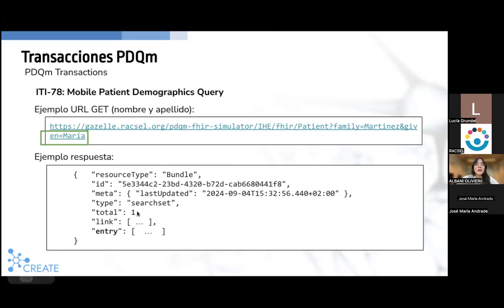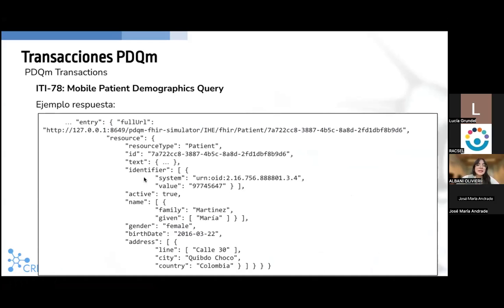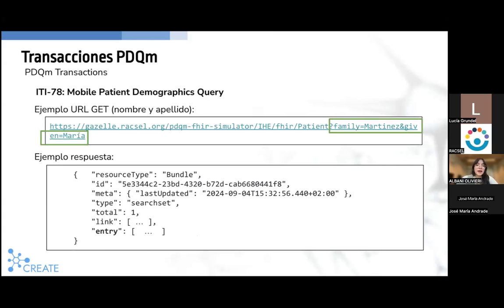So I should deliver Martinez Maria, and it should give me an answer similar to this: a bundle that will have a section, and the entry will be a list of patient-type resources that will give all the information regarding this patient. In this case, for example, the identifier, whether it's active or not, name, gender, birth date, address, among others. So that's how you build the queries.